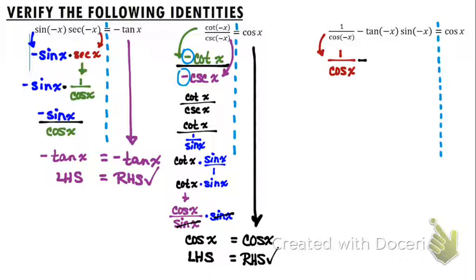Minus, is tangent even or odd? Odd. So this would be negative tangent of x. We're multiplying that by sine of negative x. Is that even or odd? Odd. Negative sine x. Oh my goodness. I have a negative times a negative, which gives me a positive times another negative. So it's negative again. So I have 1 over cosine x minus tangent x sine x.